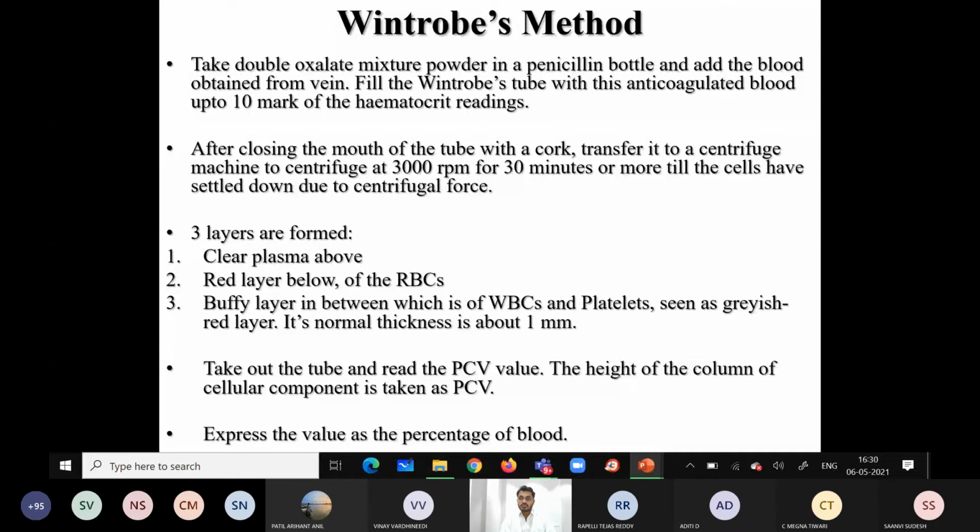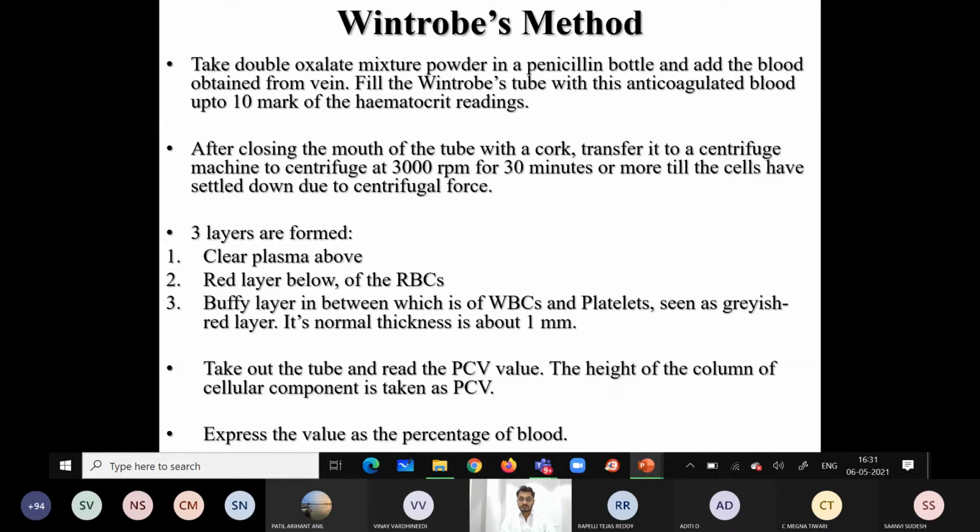Fill the Wintrobe's tube with this anticoagulated blood up to the 10 mark of the hematocrit readings. The second step, after closing the mouth of the tube with a cork, transfer it to the centrifuge machine and centrifuge it at the rate of 3000 rpm for 30 minutes or more till the cells have settled down due to the centrifugal force.